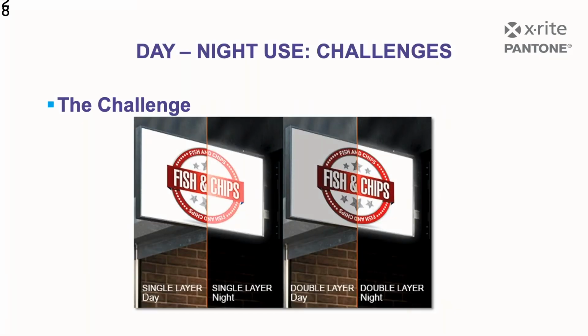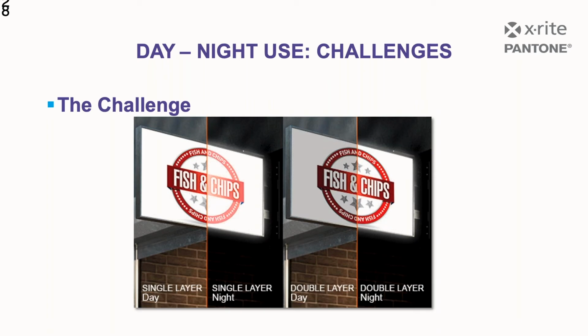And then the last piece here really is, are you using this during the day? Are you using this at night? Are you using both? Right, this is actually one of our bigger challenges. So single layer printing, which means printing once on the surface of the material, gives us this result on the far left. But if we backlight that, it will look great during the day, but we tend to blow it out at night.